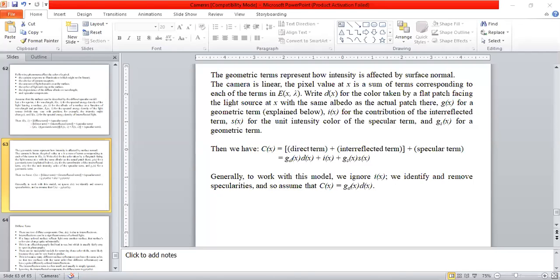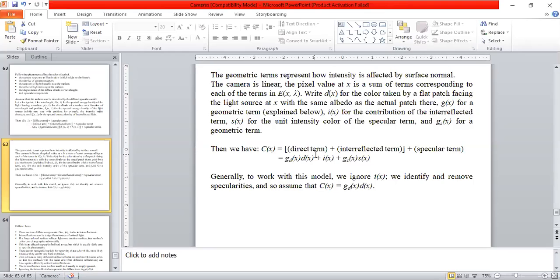Now, for last what we have discussed, there are different factors which affect the color of a pixel, or the brightness of a pixel in an image. When we want to represent all those terms, we are going to derive a functionality. Earlier we derived a similar formula for our Lambertian and Lambertian plus specular model. In the same line, we are considering the camera is linear, and the pixel value at x is a sum of multiple terms.